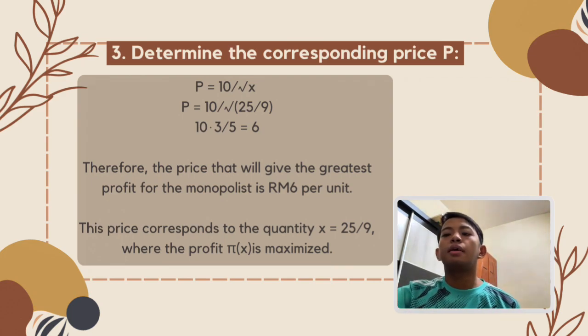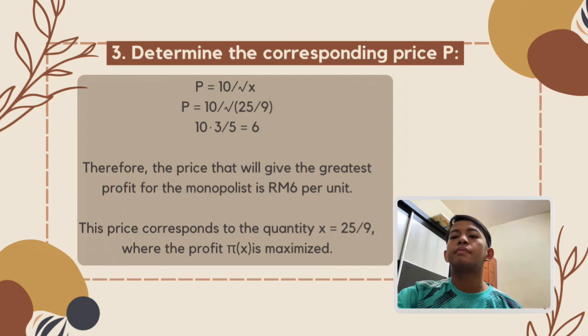The last step is to determine the corresponding price P. We know that P is equal to 10 over square root x, and we substitute the x from the answer that we got, that is 25 over 9. So P equal to 10 over square root of 25 over 9, and the final answer is 6. Therefore, the price that will give the greatest profit for the monopolist is RM 6 per unit. This price corresponds to the quantity x equal to 25 over 9, where the profit is maximized.